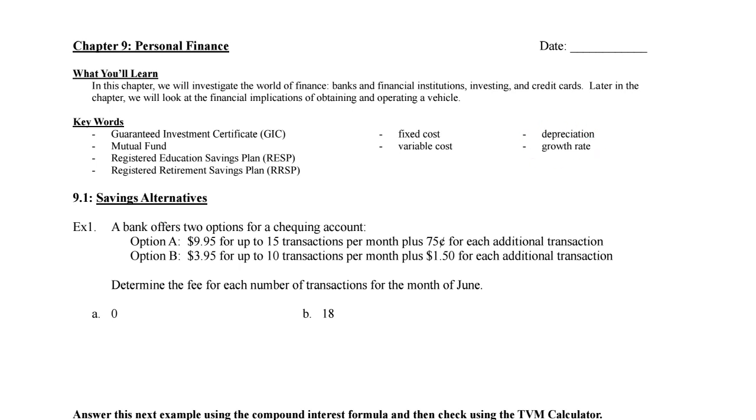Some of the things that we will focus on are things called an RRSP, which is a registered retirement savings plan. And if there's time, we might talk about a tax-free savings account, also known as a TFSA. We also have this thing called a registered education savings plan that we might take a look at. And we also may take a look at a thing called mutual funds. Now, today, what we're going to focus on is going to be savings alternatives.